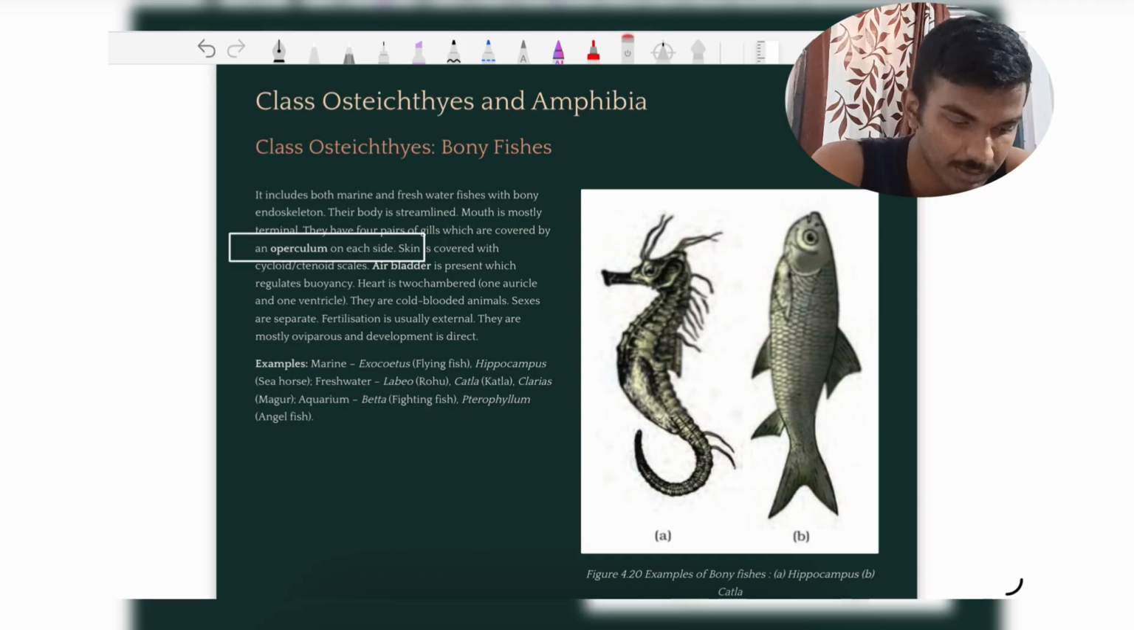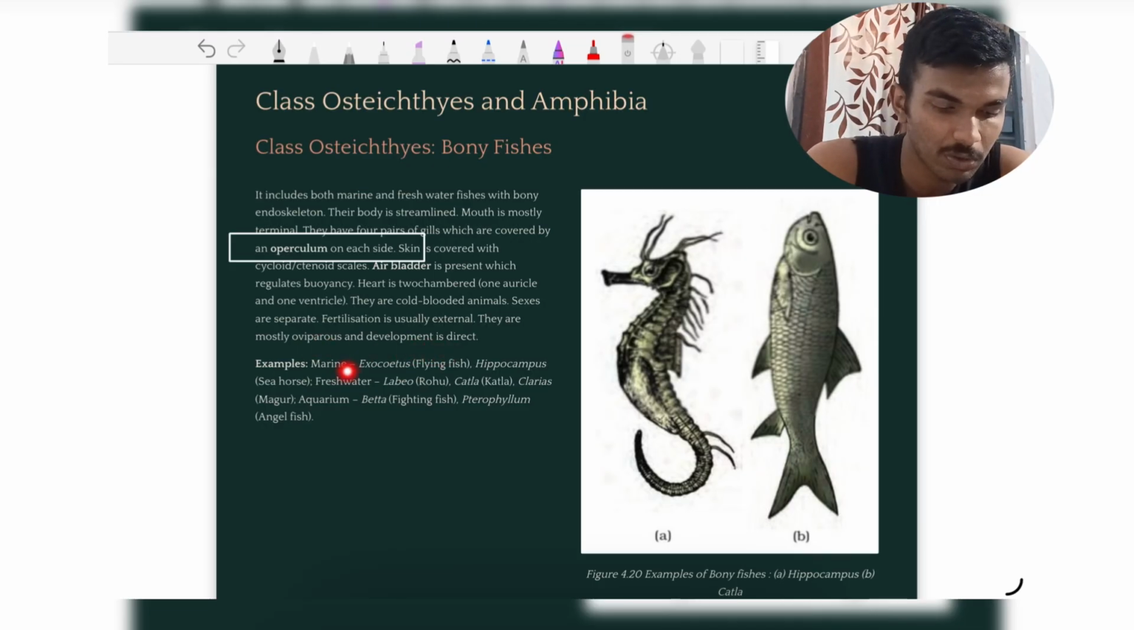Skin is covered with cycloid and ctenoid scales. The air bladder is present, which regulates buoyancy. The heart is two-chambered, with one auricle and one ventricle. They are cold-blooded animals. Sexes are separate. Fertilization is usually external. They are mostly oviparous and development is direct.